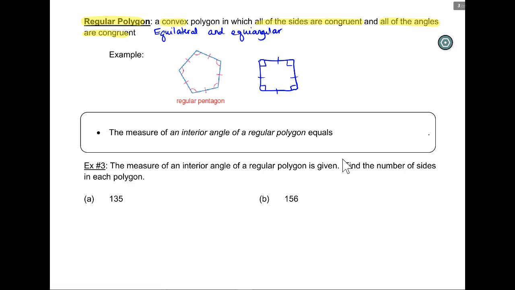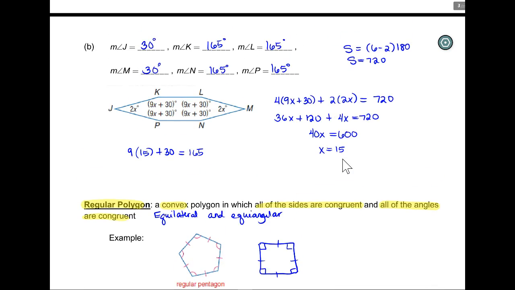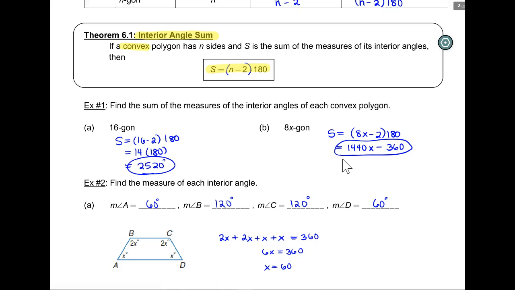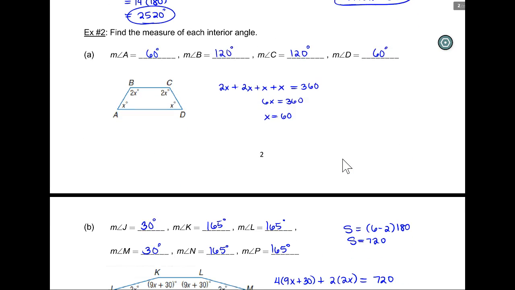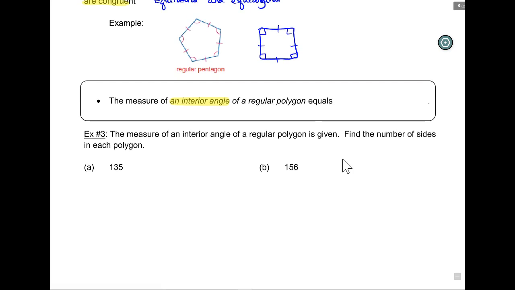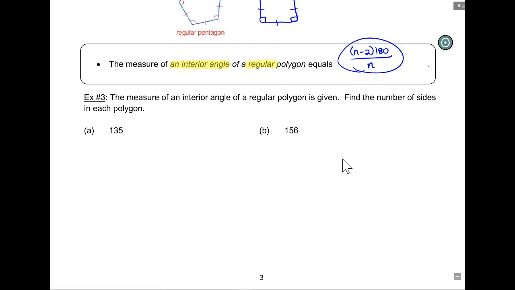Now, interior angles of a regular polygon, excuse me. The measure of an interior angle. That's one interior angle. Well, we know what the sum is, right? The sum was equal to (n minus 2) times 180. That's for all of them. Now imagine that all of them are the same. So we have (n minus 2) times 180, and we're going to divide by the number of sides. So when we want just one interior angle, and notice it has to be regular, otherwise we can't assume that, that's the formula we're going to use.